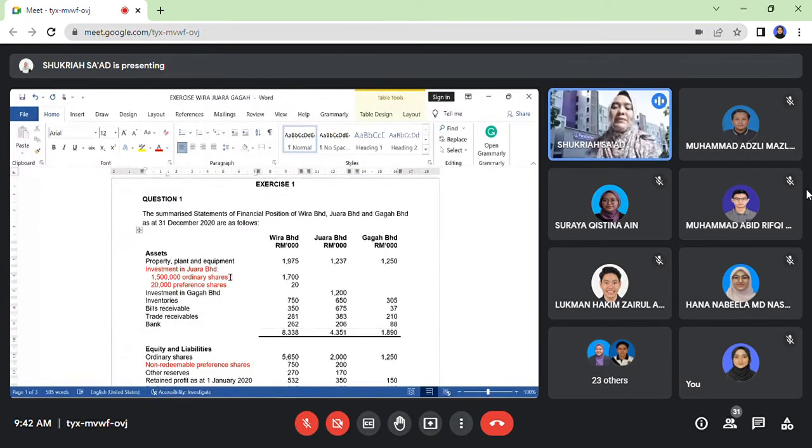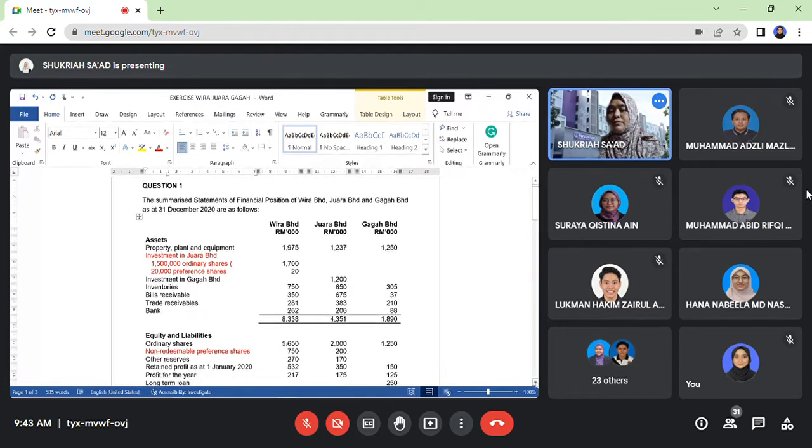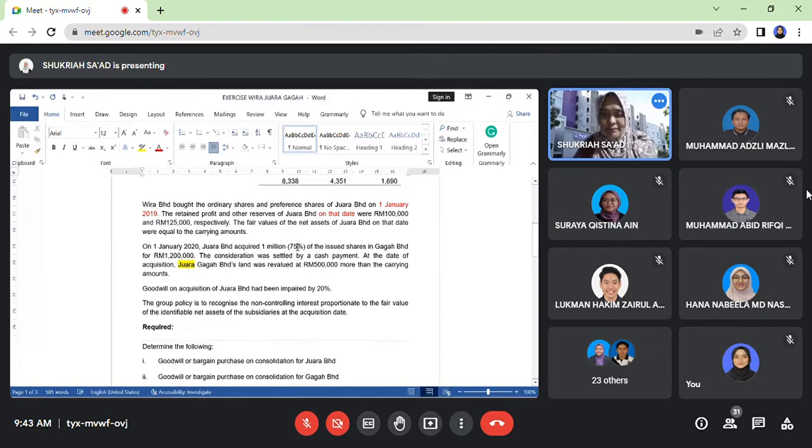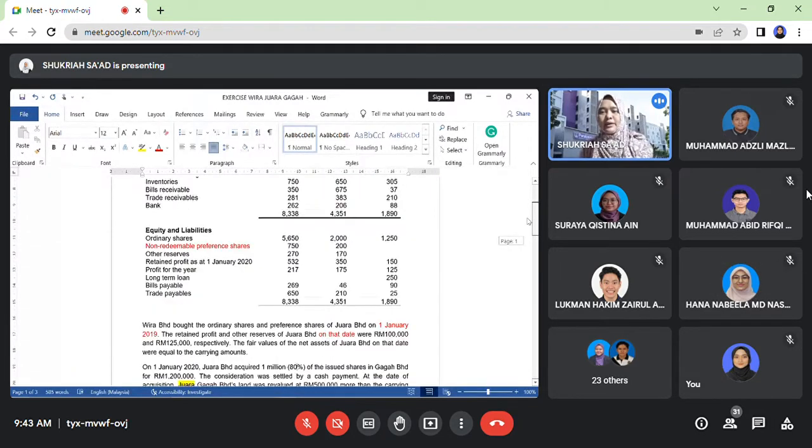Acquisition ni 1.5 million ordinary share acquired by WIRA over Juara. Berapa persen? 1,500 divided by 2,000. 75. Betul? 75? Sorry, tadi 80%. Ini 80 kan? Yes, madam. 80. Okay. Ni 75%.